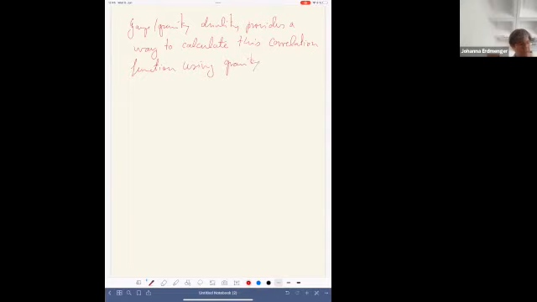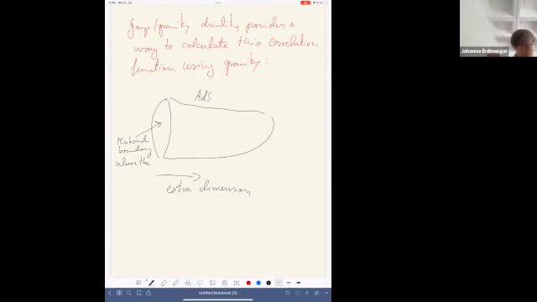Okay, so then let me draw my standard picture again of my anti-de Sitter space. So this is the extra dimension, this holographic dimension. And this is AdS or some deformed version of it. And here I have a Minkowski boundary where the quantum field theory is defined.